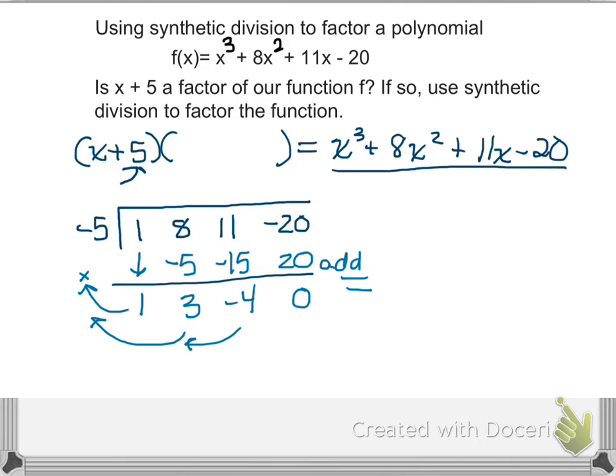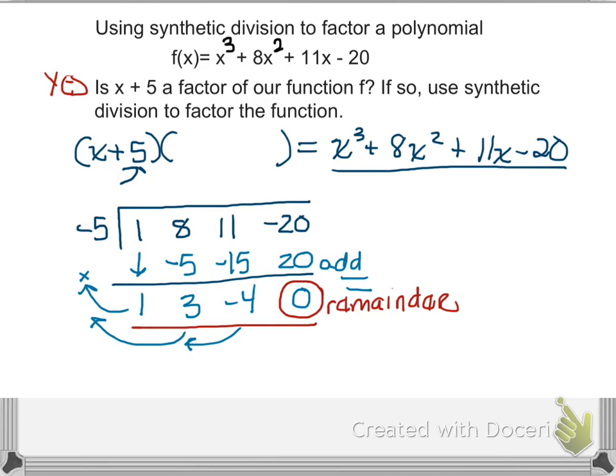Notice that the very last number that we wrote down, and recall that the very last number is going to be a remainder. We have a remainder of 0. This means that x plus 5 will divide into our function evenly with nothing left over. So yes, x plus 5 is a factor. So since x plus 5 is a factor, what we can multiply it by in order to get our function is the result of our synthetic division.